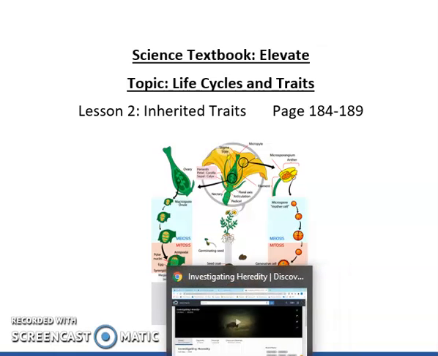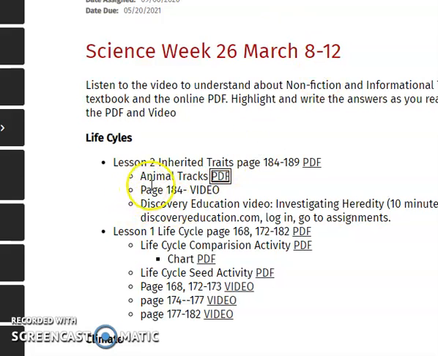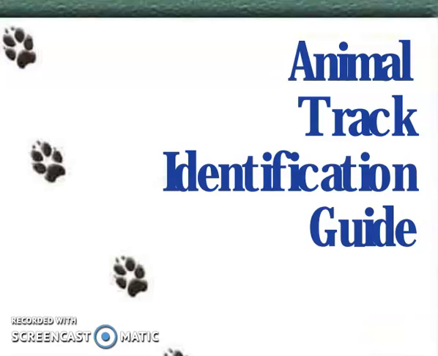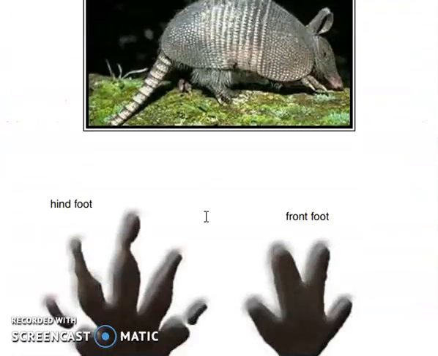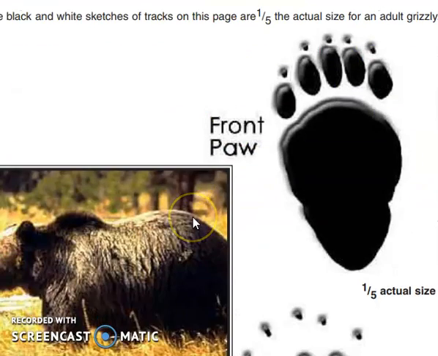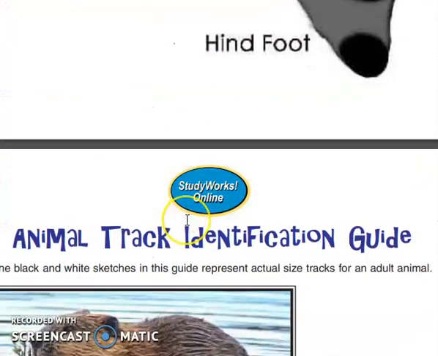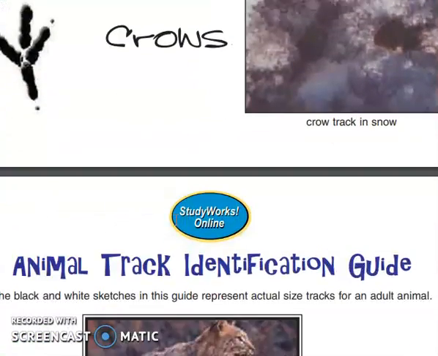Let's go to my webpage. Under Animal Tracks, there's a PDF. I'm going to click on the Animal Tracks PDF, and it's going to come to the Animal Tracks Identification Guide. You can scroll through. There's a whole bunch of different animals. They're really cool to look at. When you go outside to look either in the snow or in the mud, you might be able to identify some of these animals.